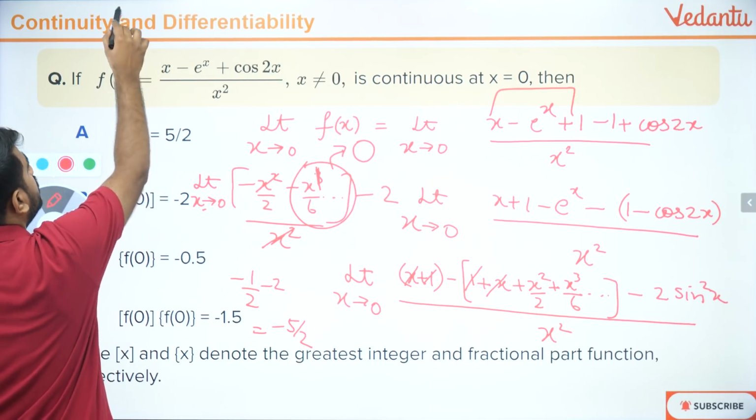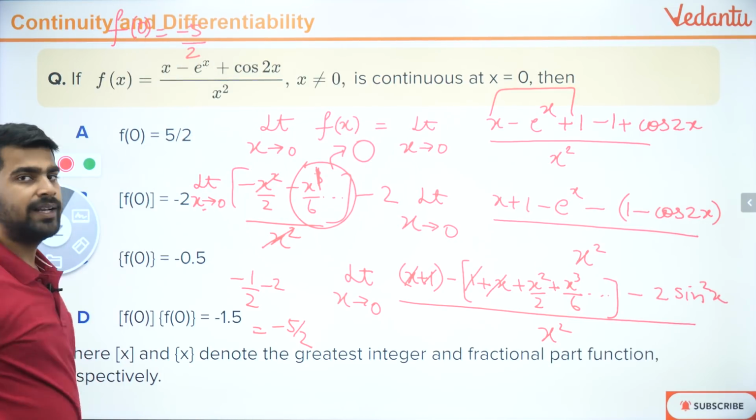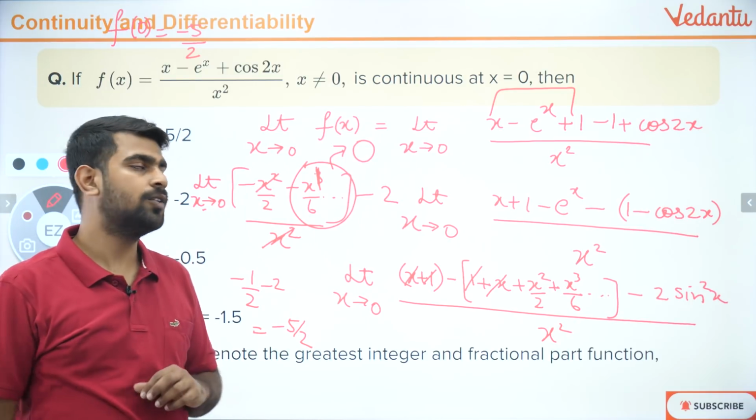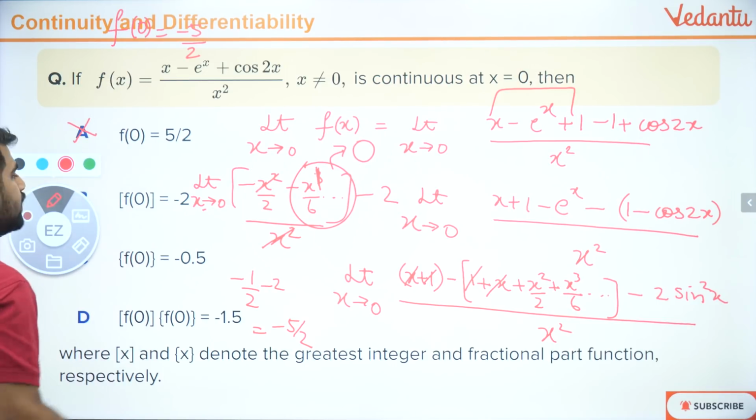So what is my f of 0? My f of 0 is equal to minus 5 by 2. I hope you guys got it. That is how you solve it. Now what are they asking? F of 0 is 5 by 2? Wrong. F of 0 is not 5 by 2, it is minus 5 by 2.